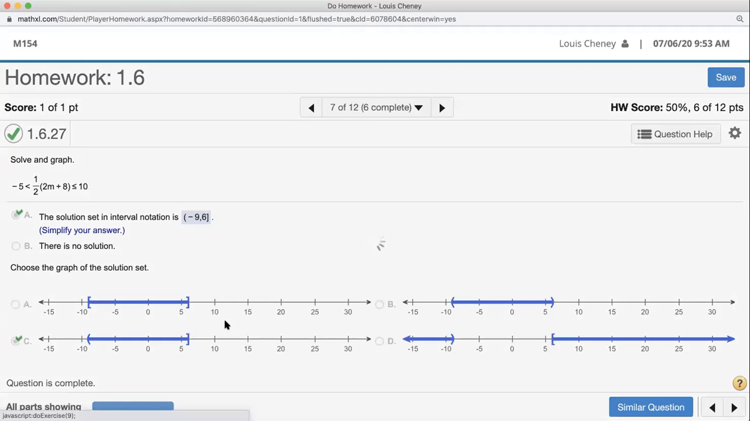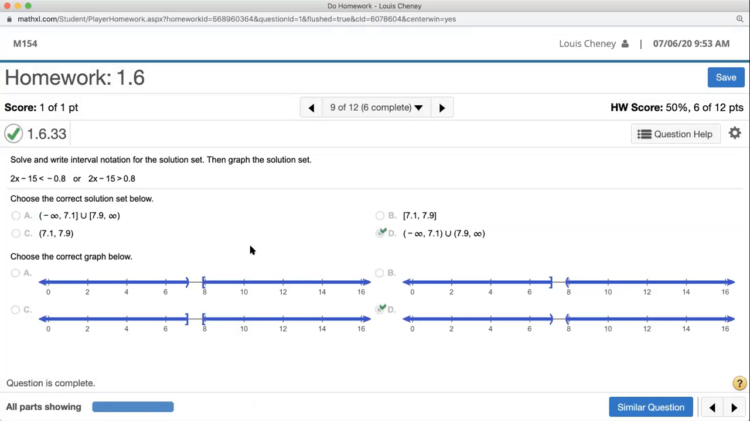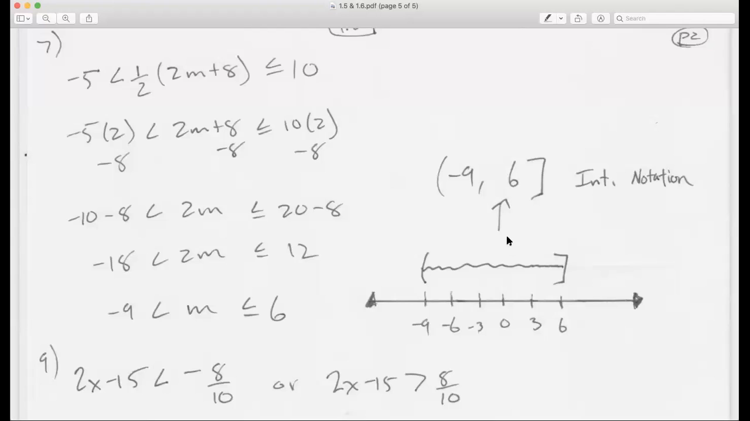Okay, question 9, moving right along here. So I have an OR inequality. You just treat that separately and solve. For those of you who need it, let me show it to you.